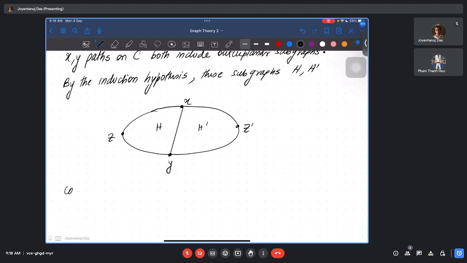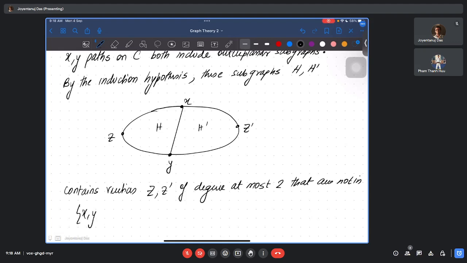So they contain vertices Z and Z prime of degree at most 2 that are not in xy, so outside these endpoints x and y.